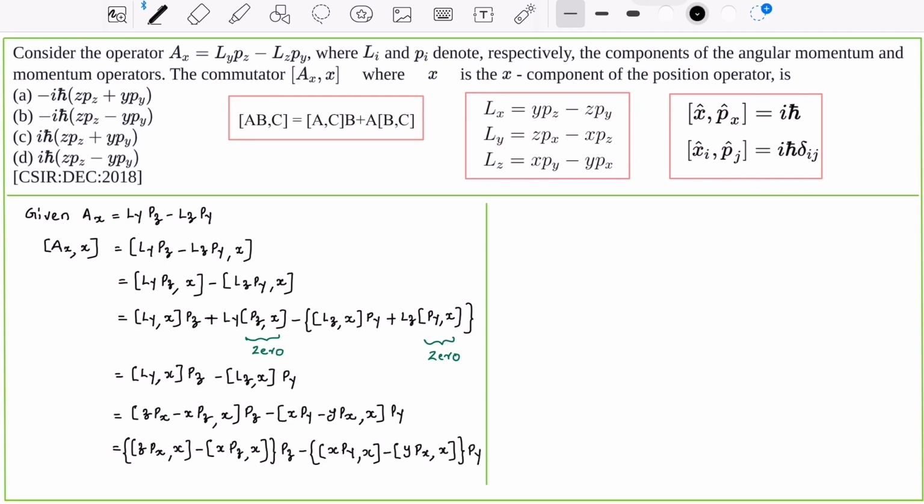Now we can see that the second term and the third term vanish, because the second term contains the commutator combination of x and pz, which is 0, and the third term contains the commutator combination of x and py, which is also equal to 0. Therefore, our commutator becomes the commutator of z px and x, pz, plus the commutator of y px and x, py.